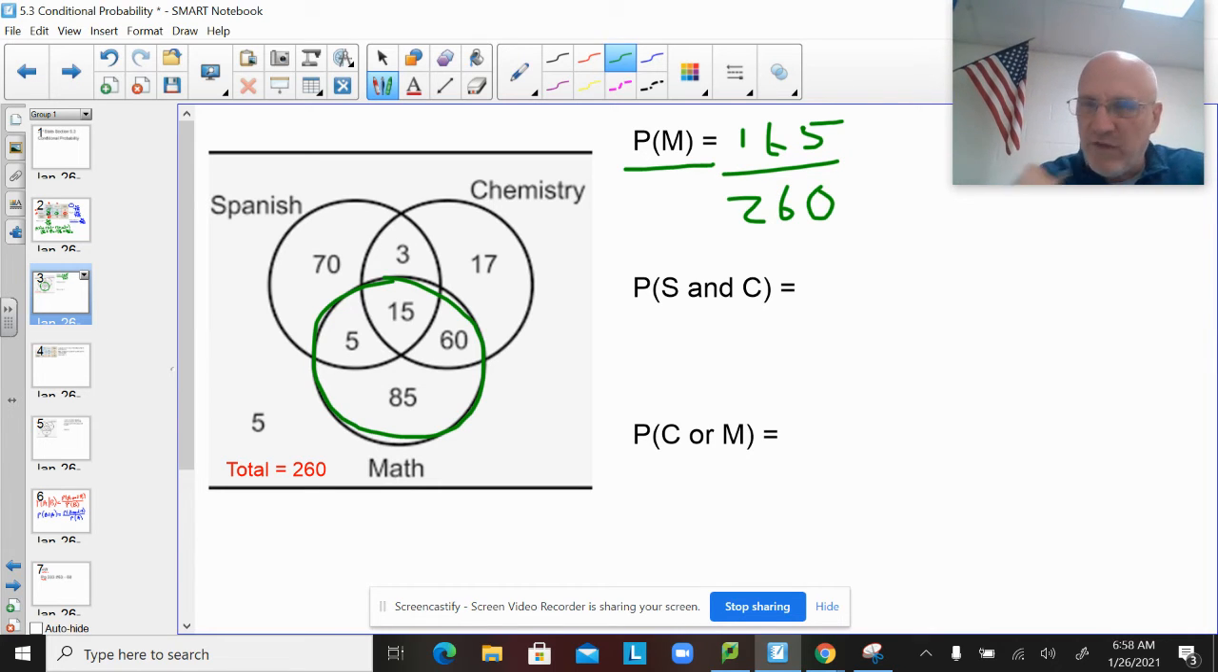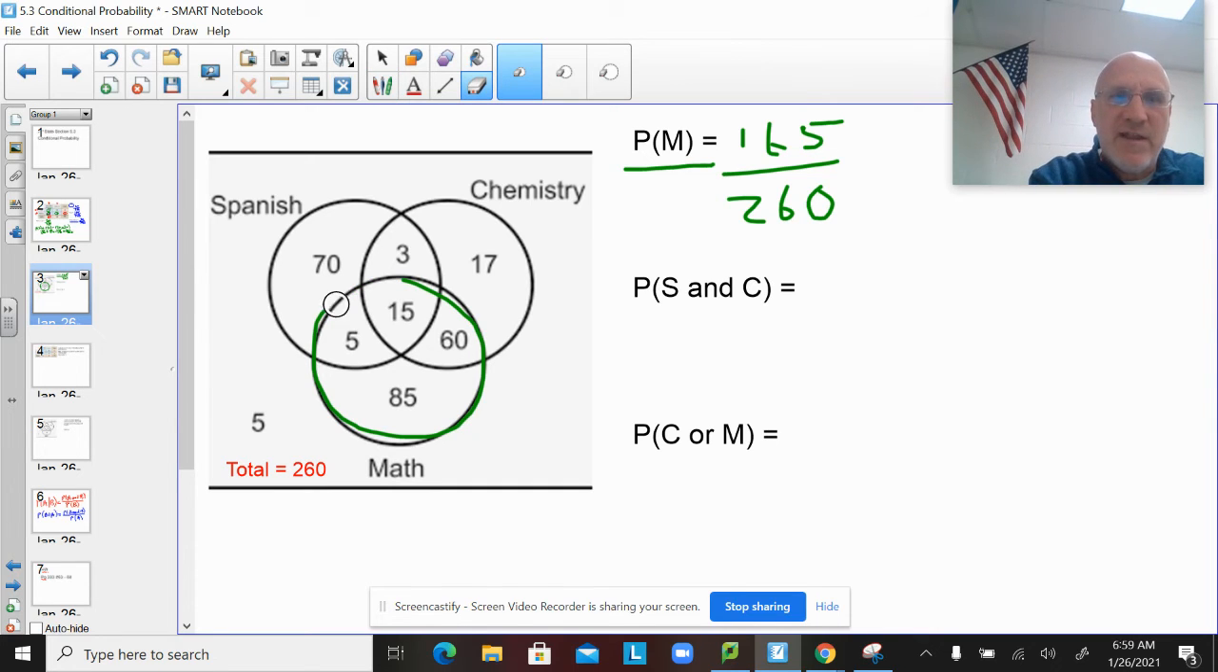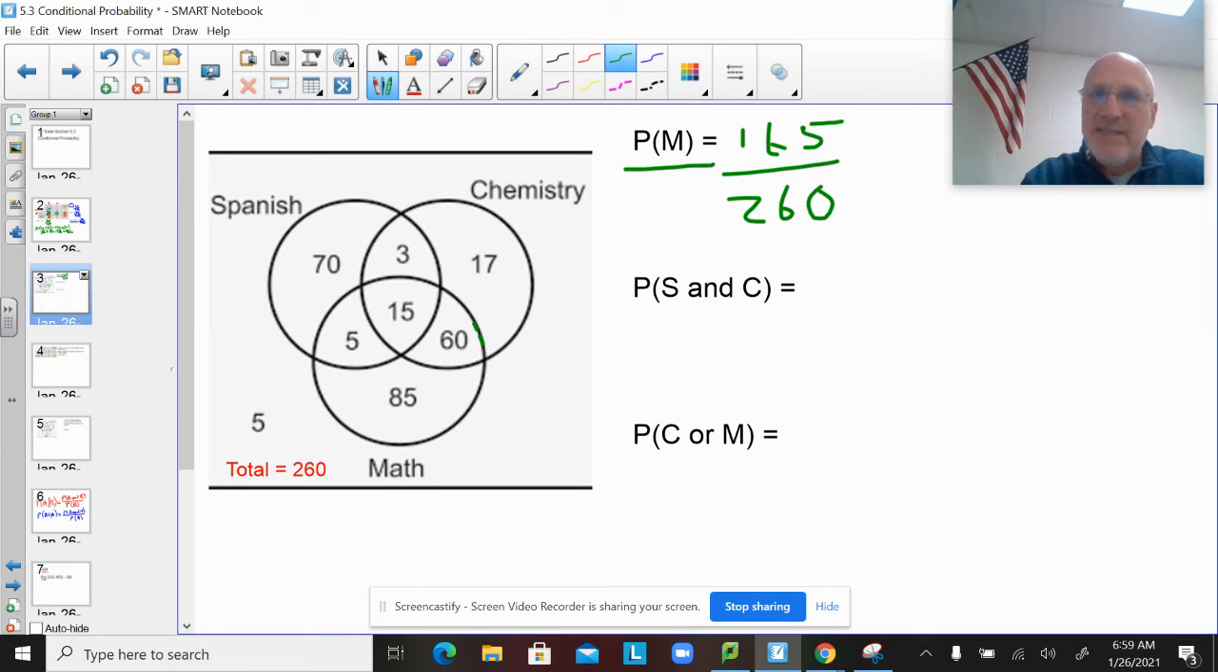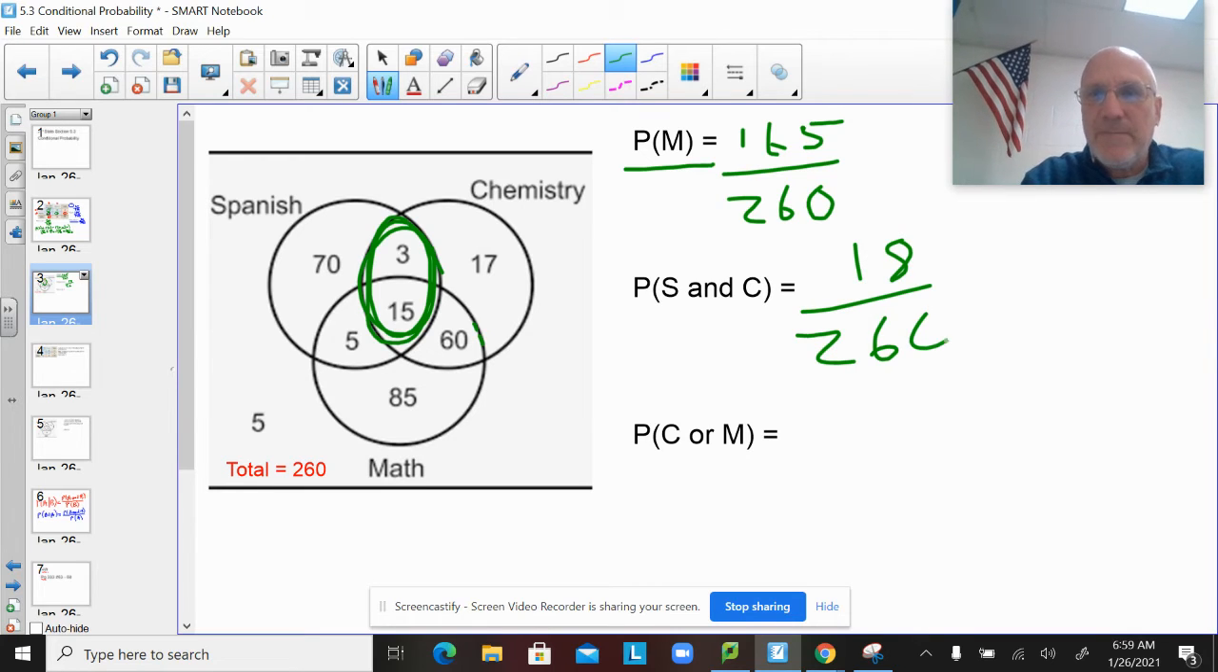So be real careful with the Venn diagram. That's the most common mistake people make with Venn diagrams, is they think that the probability of math is just that 85 out of the 260, and it's not. Okay, so next one is probably an S and C, Spanish and chemistry. Again, I would argue that area right there, they're Spanish majors and they are chemistry majors. It's the intersection, the overlap of those two circles. What's that? 15 plus 3, that's 18 out of 260.